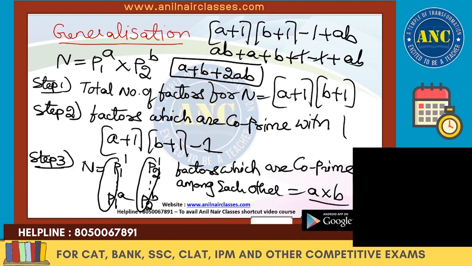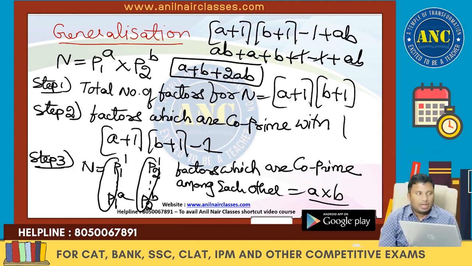I hope the logic is clear to you. Kindly ask me in case you have a doubt in any of the logics. (A plus 1) into (B plus 1) minus 1, right, plus AB.